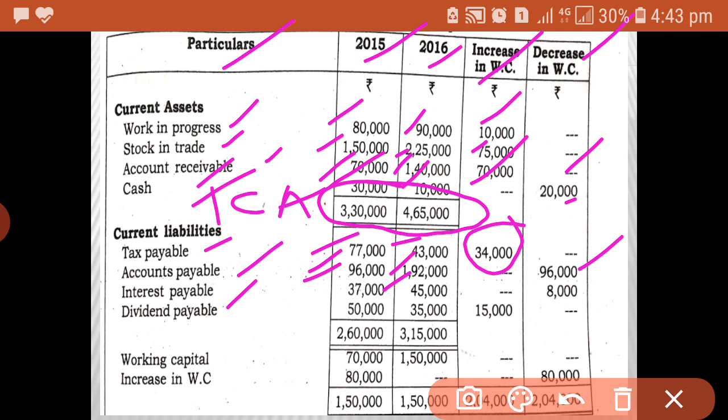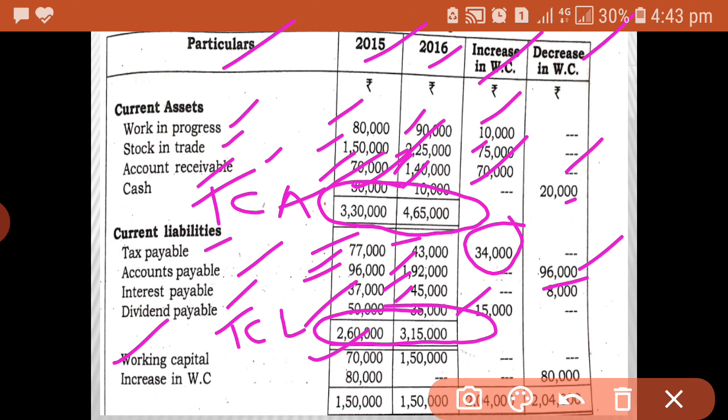Interest payable, 37,45. There is an increase but it is shown in the decrease column. And also dividend payable, 50,35. There is a decrease but it is shown in the increase column. Then the second total will be here, that is total current liabilities. Then we will find working capital. Working capital is equal to total current assets minus total current liabilities. In 2015, 3,30,000 minus 2,60,000 is equal to 70,000. In the second year, 4,65,000 minus 3,15,000 is equal to 1,50,000.